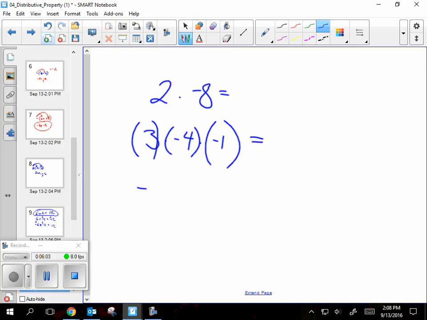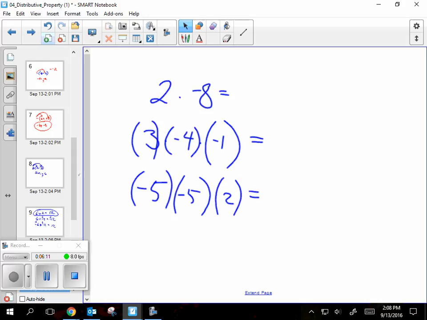And negative 5 times negative 5 times 2. All right, write down those 3 answers. This time, I want you to check with the kid sitting next to you. You've got somebody across from you. You two can check with each other and see what you think the 3 answers are. Right now, you're getting scratch paper out and trying these problems.